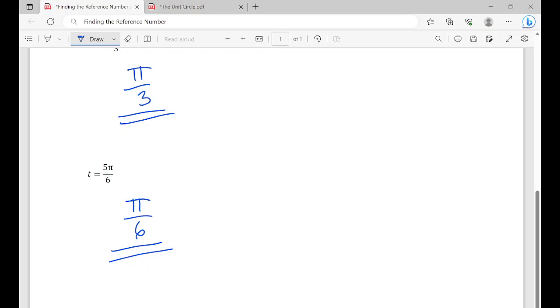And again, I would recommend using the unit circle until you get more used to it or until you have it memorized, and then it should make it a lot easier.